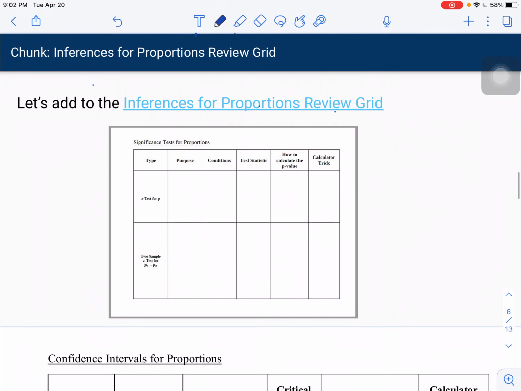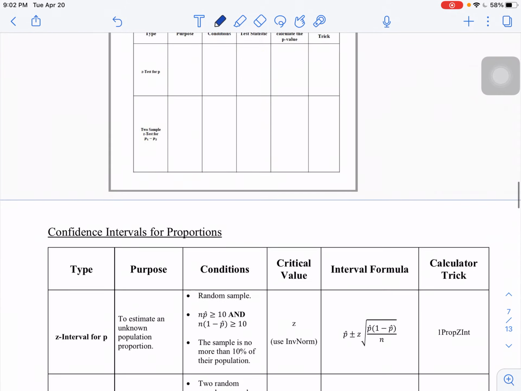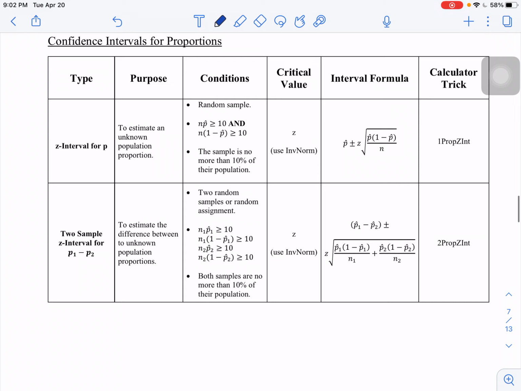All right, so we're going to move on to our next thing. So this is a document that is available in Schoology. It might also be something you just want to print out if you have access to a printer. I think this might be handy. So I did kind of have this available before spring break for our confidence intervals. So what I have here is a grid. We had type, purpose, conditions, critical value, interval formula, and calculator trick.